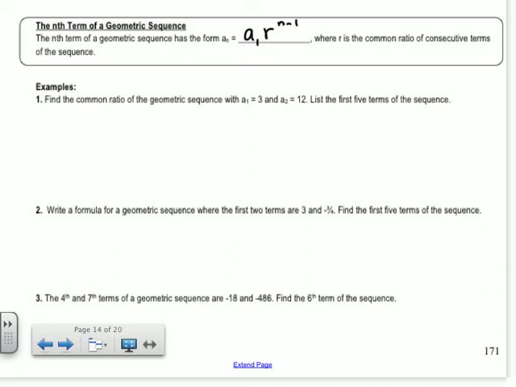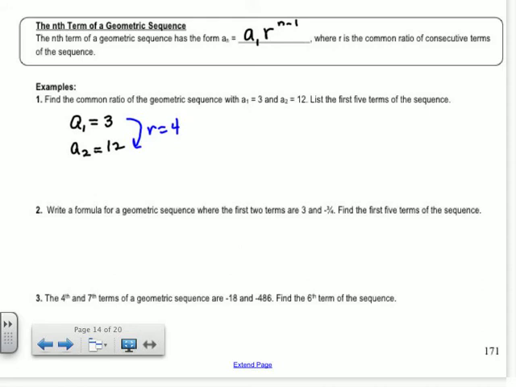So number 1, it says find the common ratio of the geometric sequence with A1 equal to 3 and A2 equal to 12. So what's the common ratio? So I can see that I just multiplied by 4.